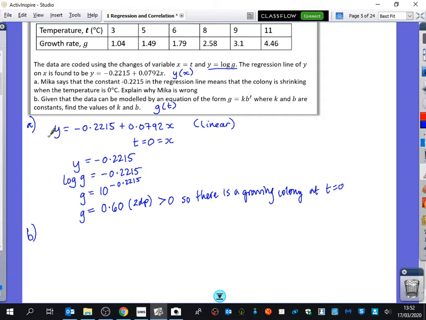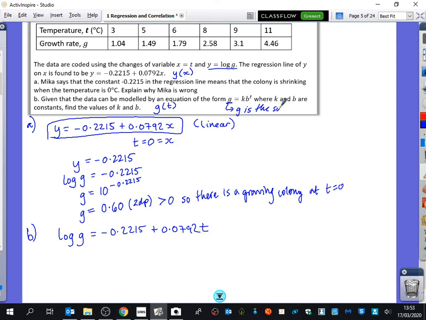So at the moment I've got this, and I'm just going to rewrite it. So instead of y, I'm going to replace it with log g. So I get log g, annoying that you have a g g next to each other, equals minus 0.2215 plus 0.0792, and x is t, so I'm just going to replace that with a t. So I've done the first bit of writing g and t as a single function. However, clearly what they've got here is g is the subject. So because g is the subject, I need to make g the subject of this one that I have.